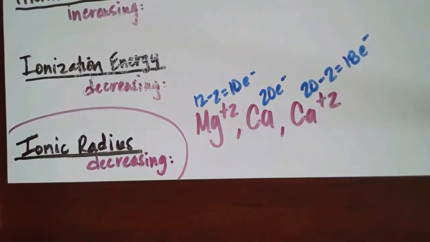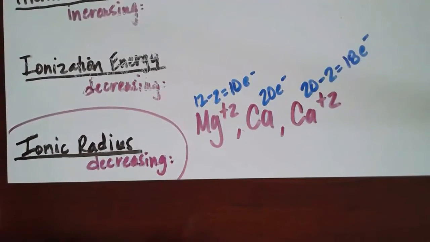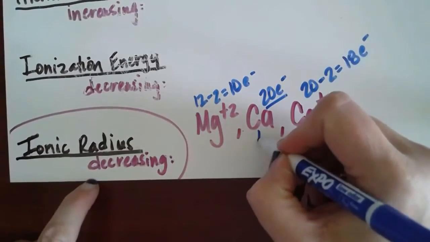All right, so now if you were to put these in decreasing order, the first one, which is the biggest, is going to be calcium with 20 electrons. So this is number 1.